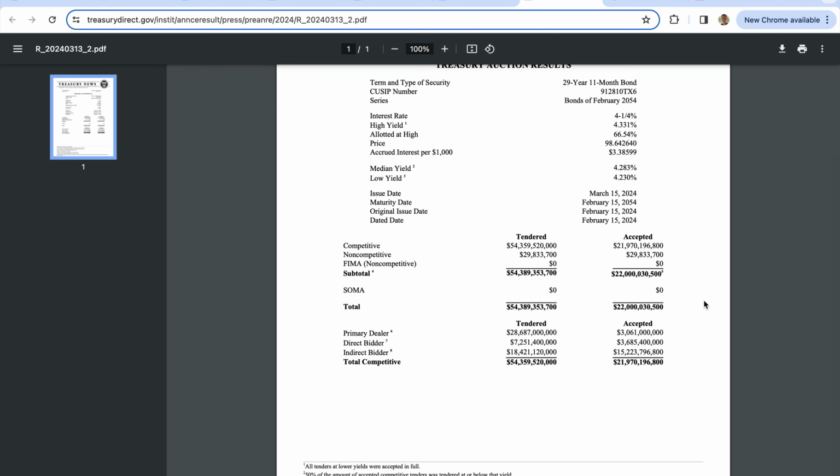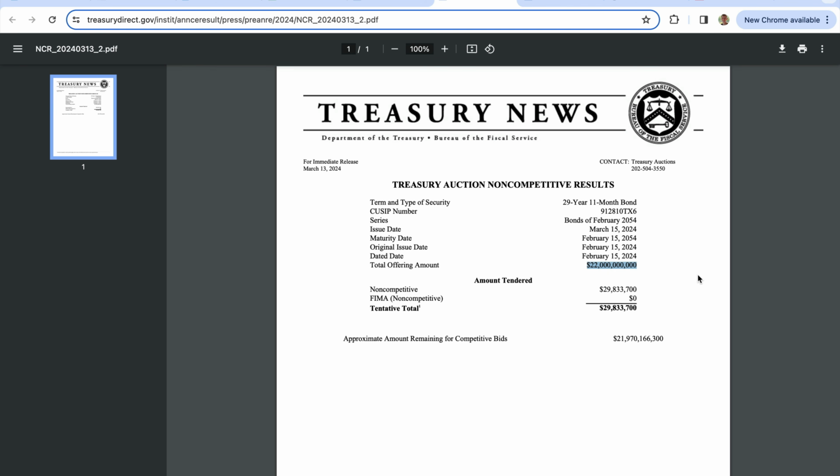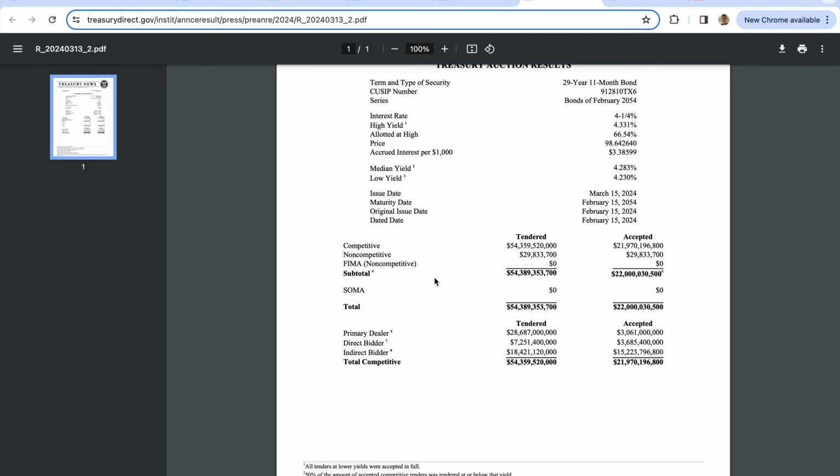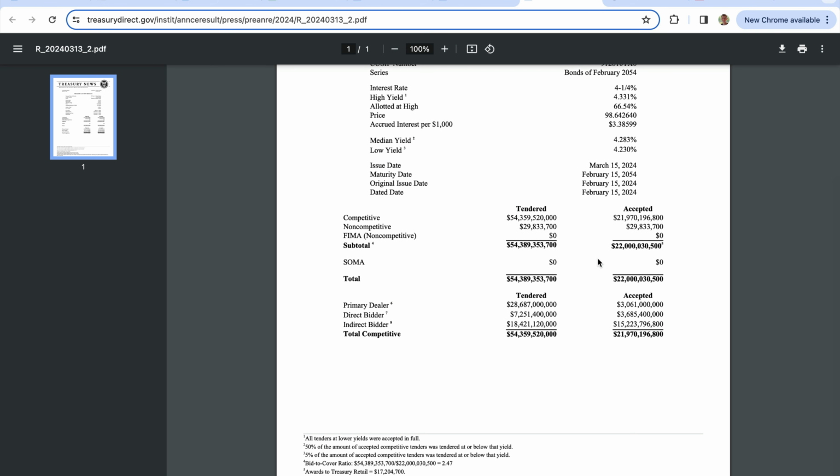The last thing that we're going to look at in today's video is this little bottom chart, which just outlines the things that I've just showed you. You can see that there was a total of $55 billion of bids, but only around $22 billion were accepted. If we go back to the non-competitive bidding for a second, you can see this is because the total offering amount was $22 billion. Now in terms of the non-competitive bidders, you can see that all of that 29,833,000 was accepted. Meanwhile, only 21,970,000,000 of those competitive bids were actually accepted to come out to our $22 billion total.